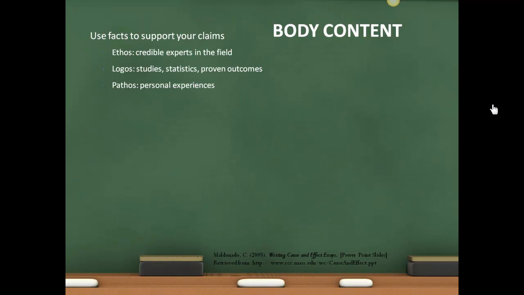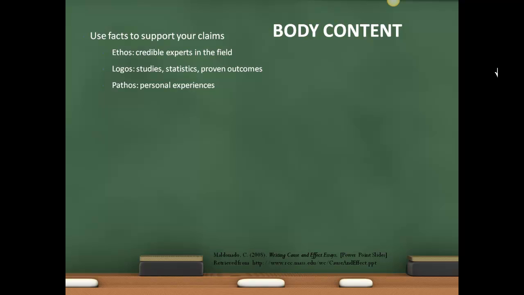Now, in the body, you want to use facts to support your claims. This can come from ethos. Okay, this can come from experts in the field. Again, making sure that they are credible, that their field of expertise does actually relate to what you are discussing. This can be the use of logos. Okay, different studies or statistics, research-focused outcomes.